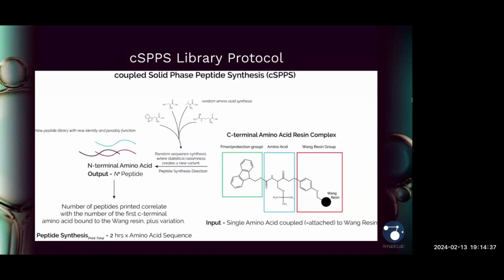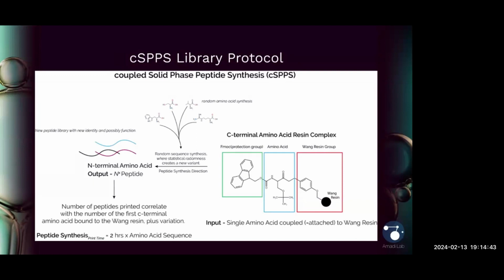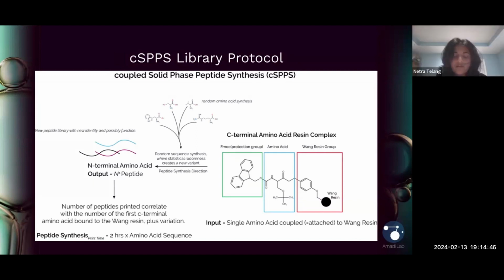And then you can see this image of the CSPPS protocol. So again, it also prints from C terminus to N terminus, and the number of peptides printed correlates to the number of amino acids that are bound to the initial weighing resin. However, in the middle, you can see that the amino acid synthesis itself is pretty random, as not all of the amino acids are placed separately. So it's like a semi-random system of amino acids binding to the growing peptide sequences.